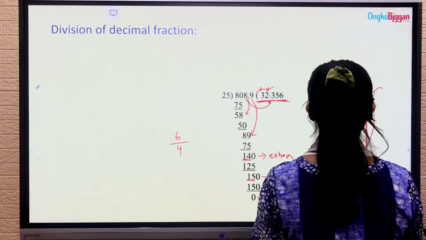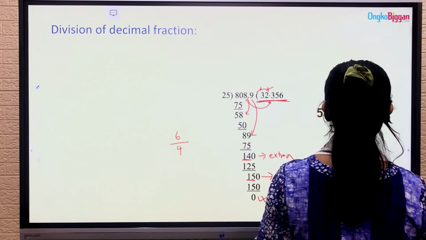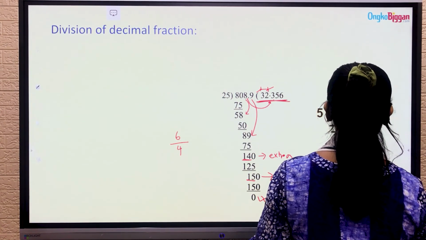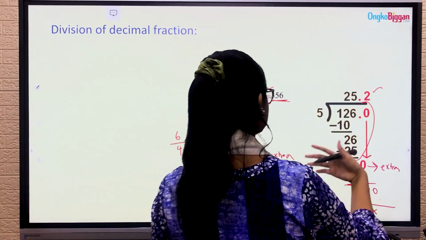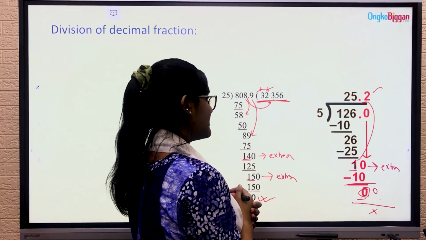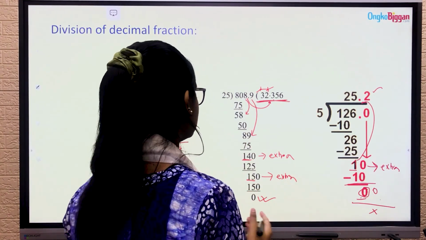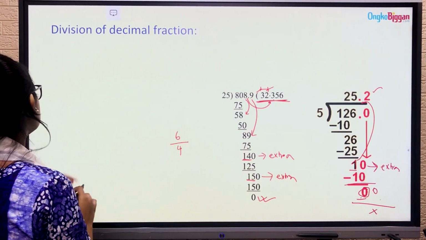But if we don't get a leftover remainder 0, we will keep placing an extra 0 and continue the calculation until we get remainder 0. So until we get a remainder 0, we will keep placing 0 and decimal. So yes, in this way, division of decimal fractions is done.